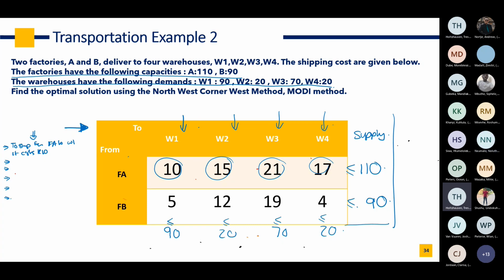How did you get 110 and 90? The factories have the following capacities: A is 110 and B is 90. So it's that piece of information over there.